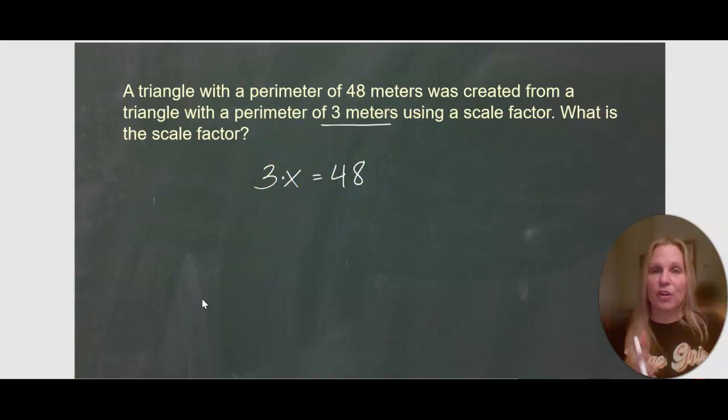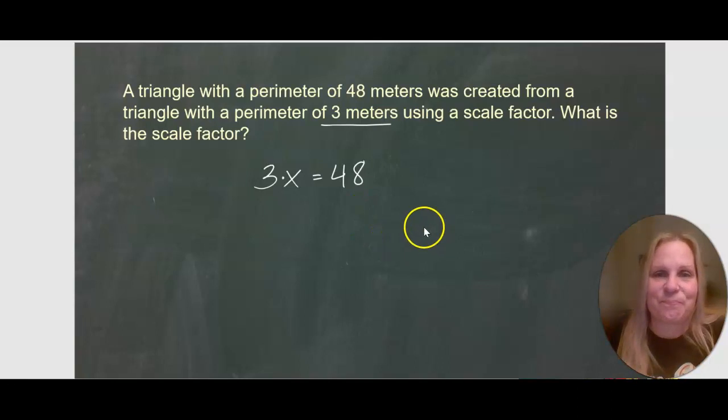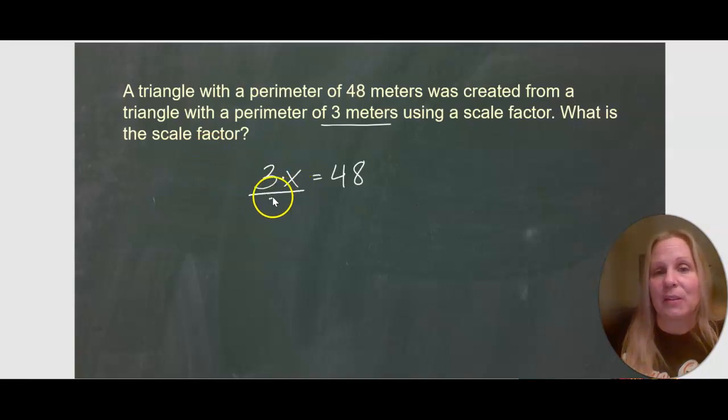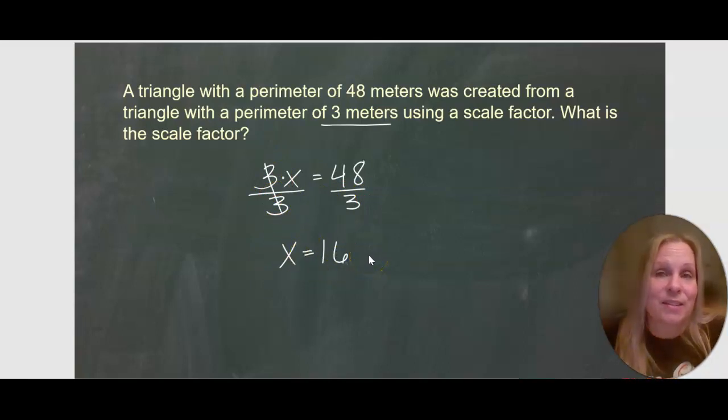So we started off with 3, we multiplied it by something, and then we got 48. So what did we multiply by? Well, let's solve the equation. Divide by 3, divide by 3, and we multiplied by 16. The scale factor is 16.